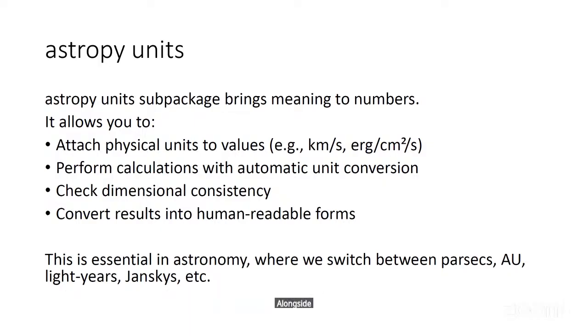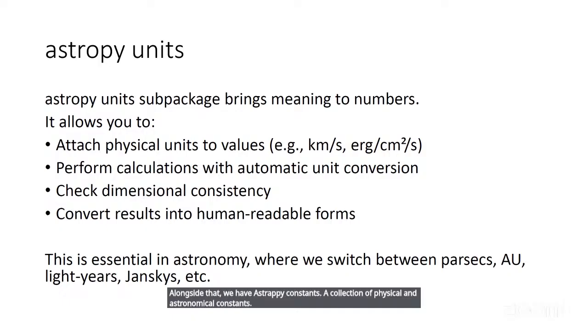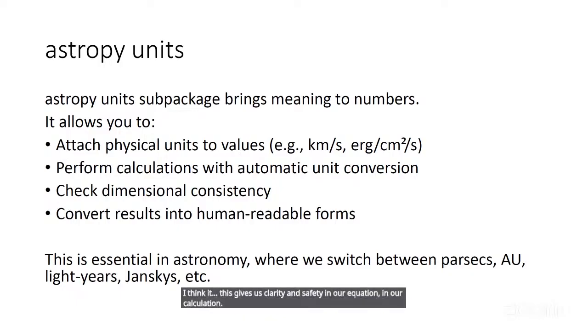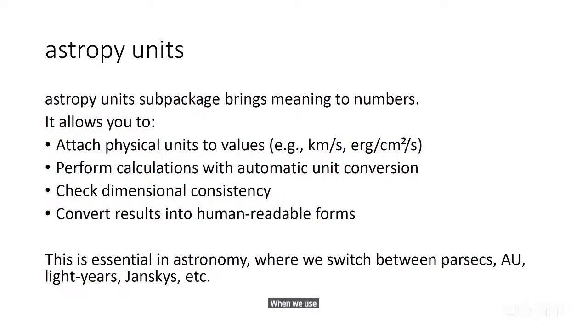Alongside that, we have Astropy constants, a collection of physical and astronomical constants, like, I think, speed of light, Planck's constant, solar mass, and so on. Of course, all with the right units included. I think this gives us clarity and safety in our equations and in our calculations when we use Astropy units.